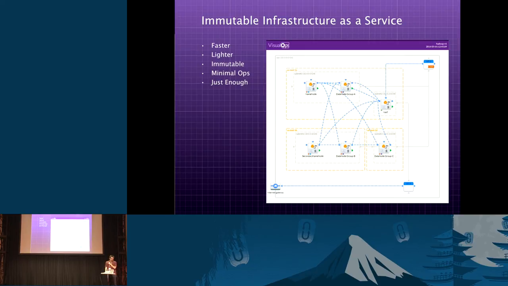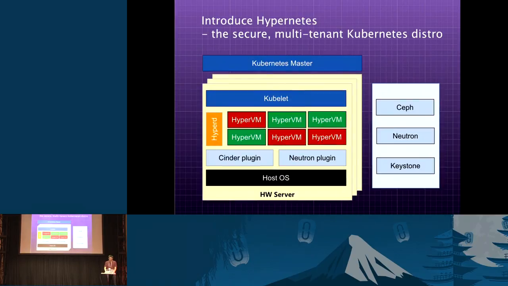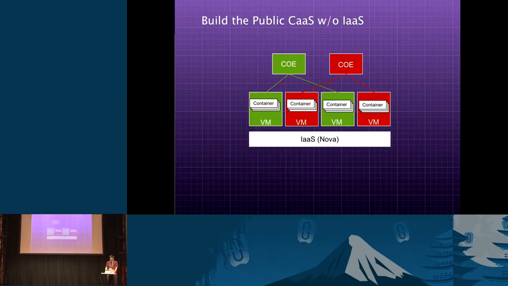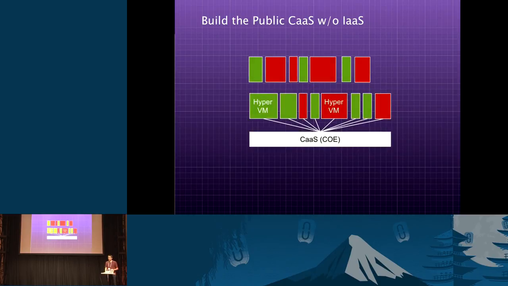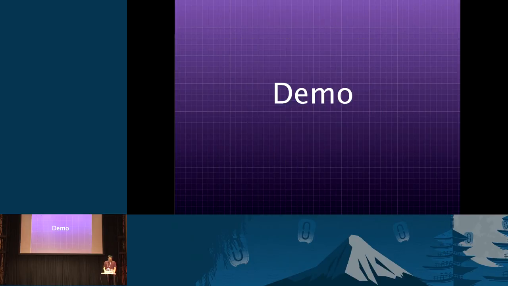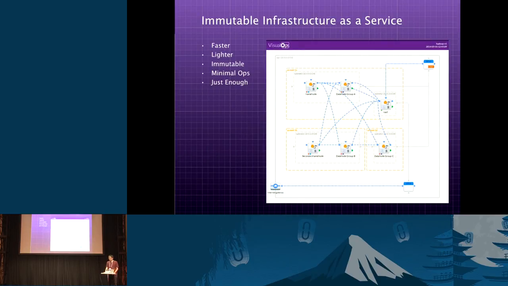And the last one is just enough cloud. If you are using something like this, you have to pre-create a VM cluster. Then it's not just enough. You might need to pay more than you actually use. But with something like that, you just need to declare how much resource you want to use for your application, and that's all. Let the cloud provision the resource for you. So it's just enough cloud.